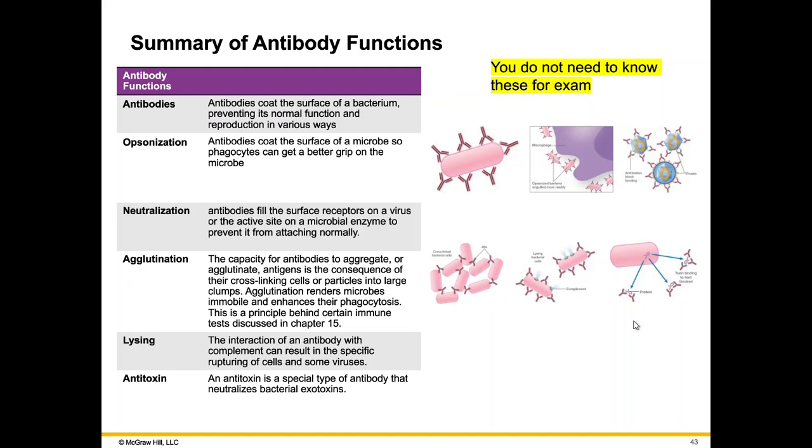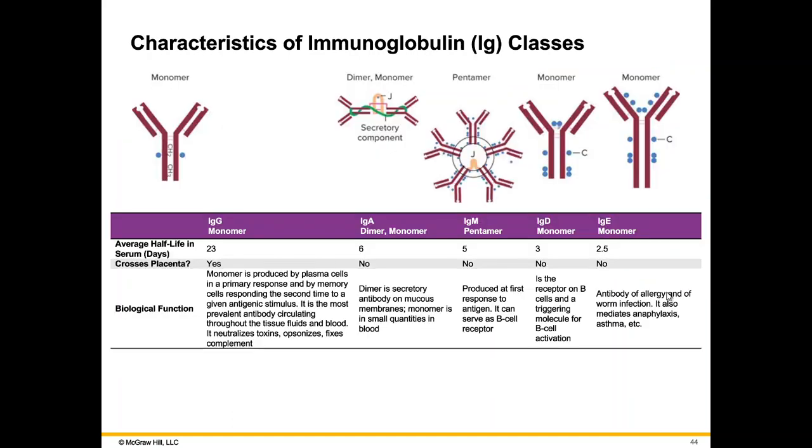And antitoxins, these are antibodies that are going to be specific to toxins that certain bacteria secrete. So if the antibodies are attached to the toxin, it can no longer do its job, which is something that would make us sick. So again, you don't need to know those for the exam, but just for demonstration purposes, very briefly, that's the various things that these antibodies can do.